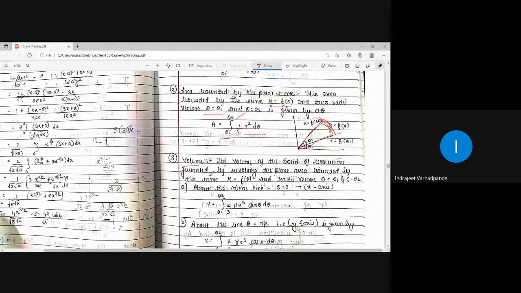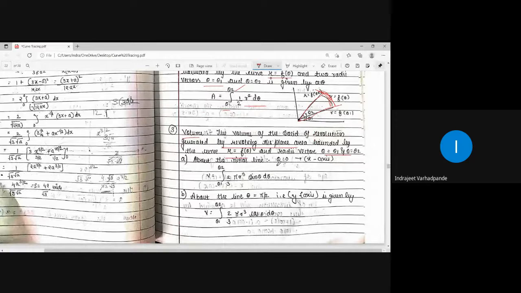Volume of solid of revolution generated by revolving the plane area bounded by the curve r is equal to f of theta and radii vectors theta is equal to theta 1 and theta is equal to theta 2 about the initial line. There will again be two possibilities. One is the revolution about the x-axis, which we call the initial line theta is equal to 0. Another is the y-axis, which we call the line theta is equal to pi by 2.